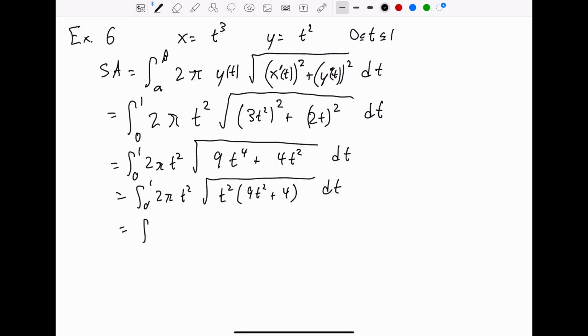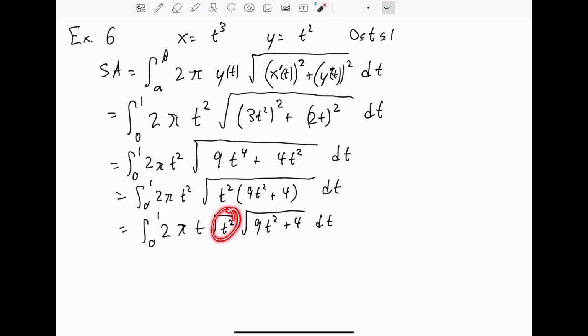So we have the integral from 0 to 1 of 2 pi t squared times the square root of t squared times the square root of 9t squared plus 4. The square root of t squared is just t. Oops, I forgot a t squared here. So we have t squared times t, that's t cubed.